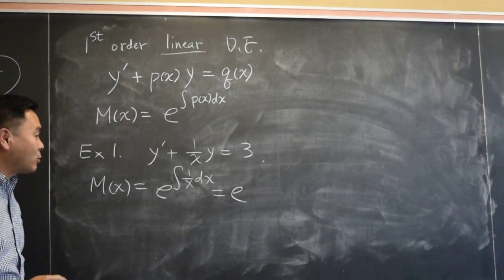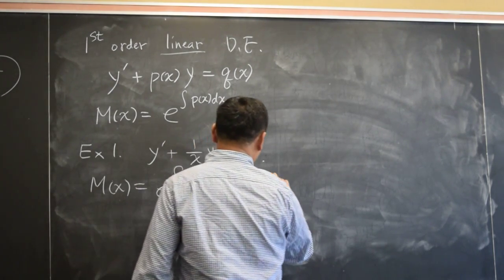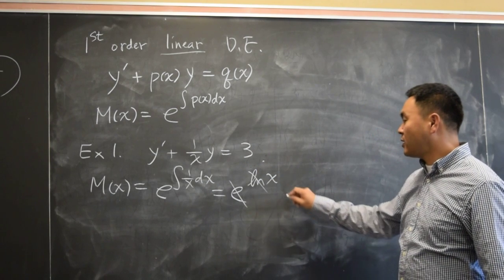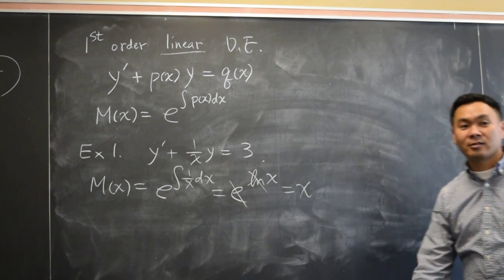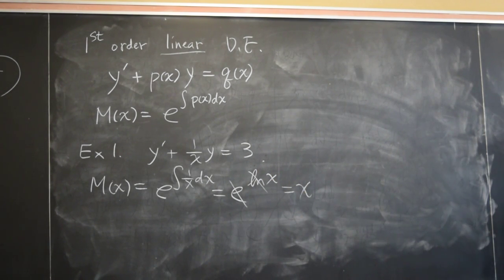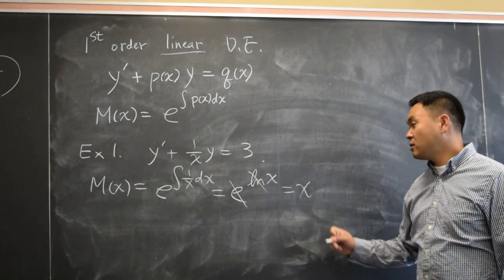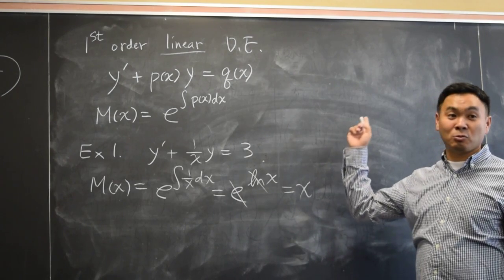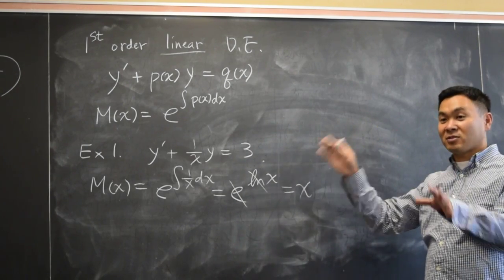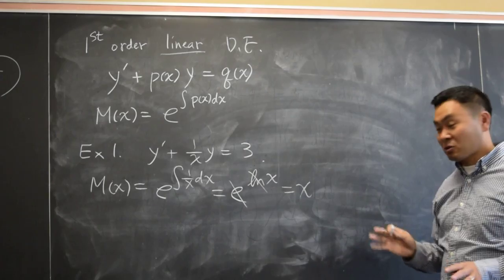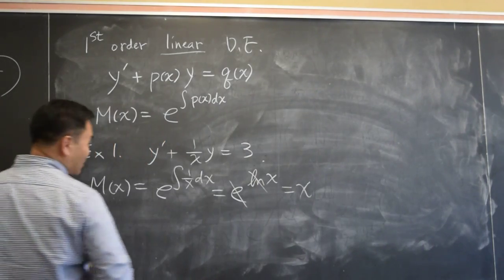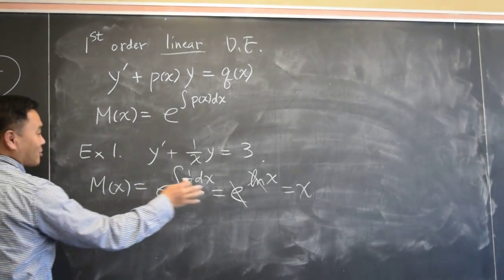And if you integrate 1 over x, that's ln of x. And they cancel and you just get x. And once you calculate this multiplier function, you multiply this to both sides, and suddenly the left side turns into a product rule. And now let's witness this magic.